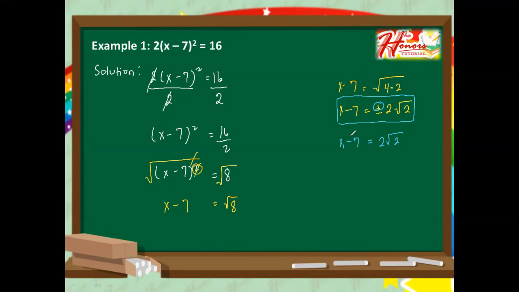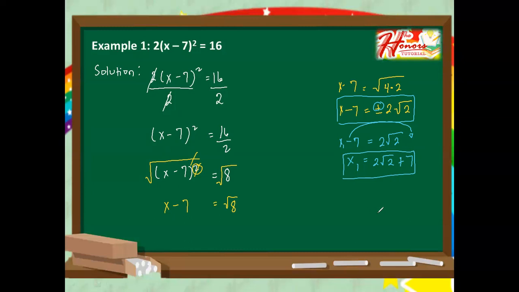What are we going to do next? We have to transpose negative 7 to the right side of the equation because our goal here is to have x sub 1 only at the left side of the equation. So x sub 1 is equal to 2 square root of 2. Since you're going to transpose negative 7, it will change sign. If it is negative here, then if it is transposed, it will become positive. So plus 7. So this is the value of your x sub 1, meaning the value of your first x.